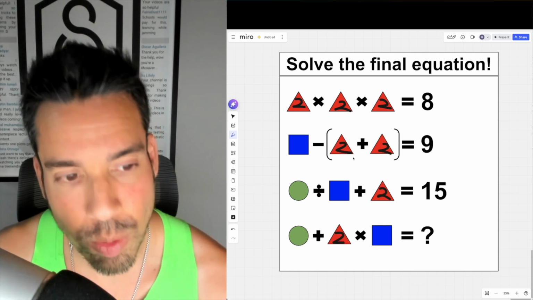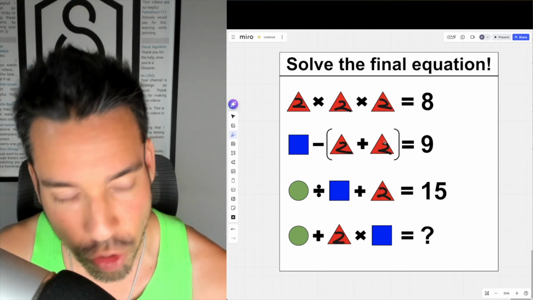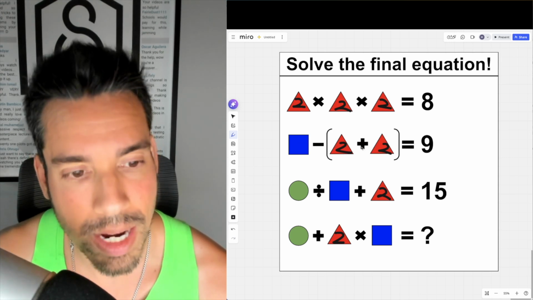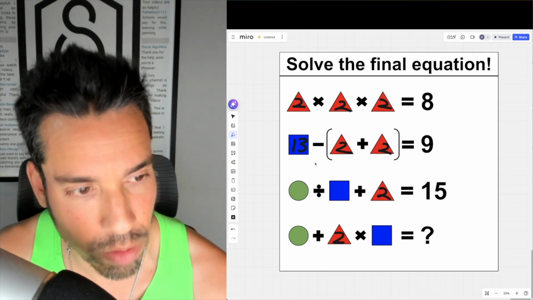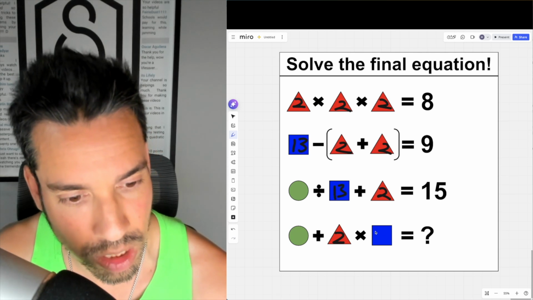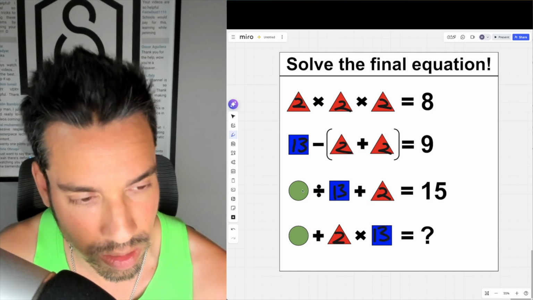Okay, next we do parentheses first. We do 2 plus 2, which is 4. What minus 4 is 9? That would be 13. So my blue is going to be 13. So we've got 13 here and so on.